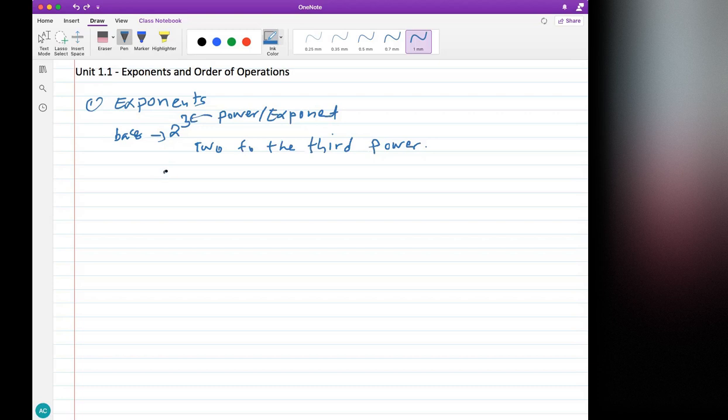So let's say I want to find 2 to the third power. If we want to find the value of this, we need to first expand it. What is the expanded form of this as a multiplication? 2 to the third, what does that mean? Does that mean 2 times 3, or does it mean something else?